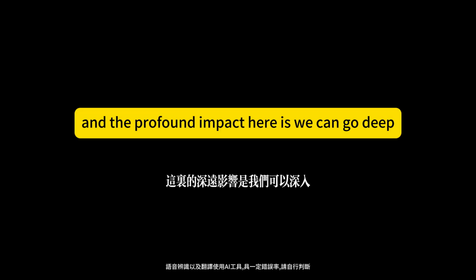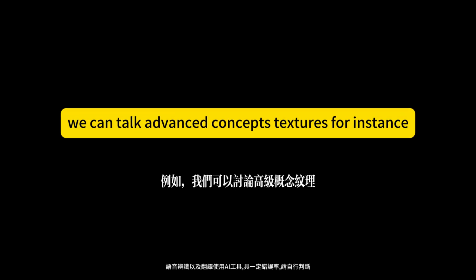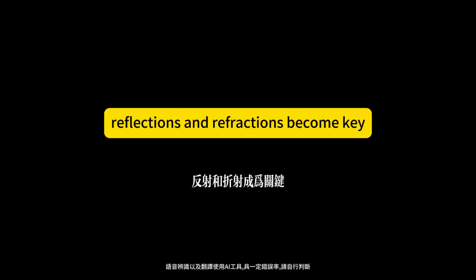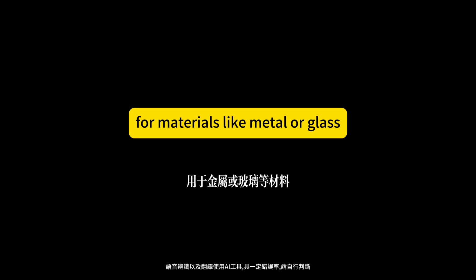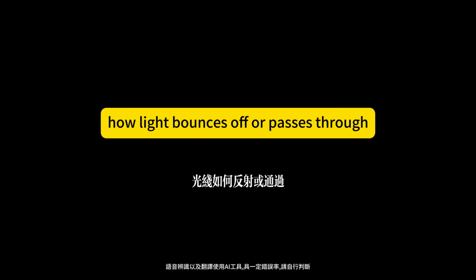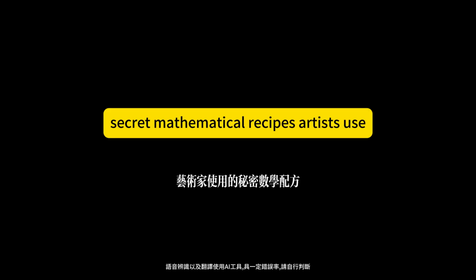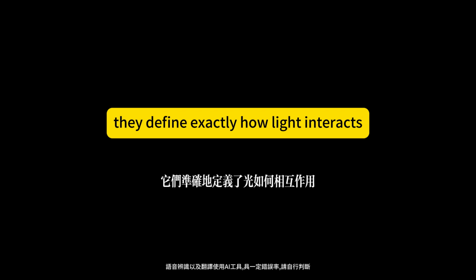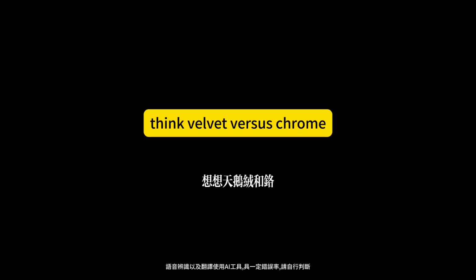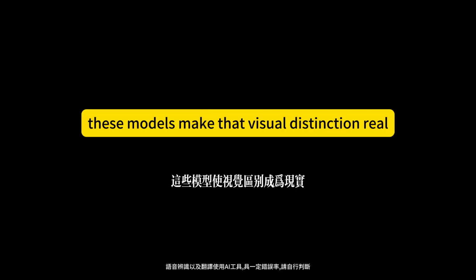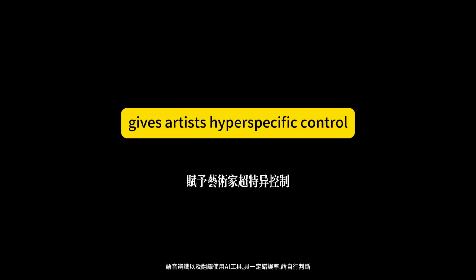Okay, makes sense. And the profound impact here is we can go deep, we can talk advanced concepts, textures, for instance. That's applying detailed images onto surfaces. Think like the scratches on metal or the weave of fabric, incredible detail. Reflections and refractions become key for materials like metal or glass, how light bounces off or passes through. And then there are light models. These are like the secret mathematical recipes artists use. They define exactly how light interacts with different surface types. Think velvet versus chrome, totally different sheen, right?